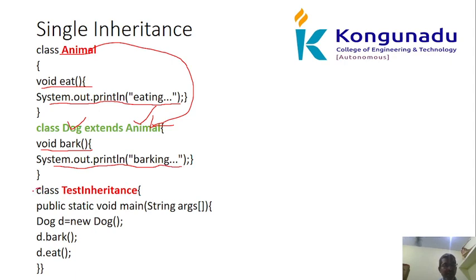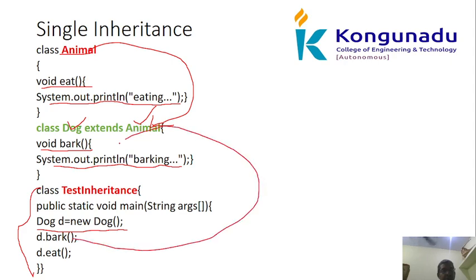Now this is the main thing, the main program code. The class name is TestInheritance, and it should have the main function. I'm going to create one object. The syntax is class name, object name equals new of your class name. I have to create the object based on the child class. The child class is Dog, and d is the object name, so new Dog.